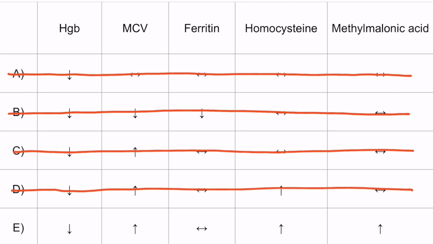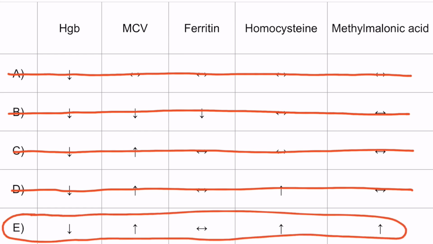Finally, option E presents a case of macrocytic anemia with elevated levels of homocysteine and methylmalonic acid. This is a pattern consistent with a megaloblastic anemia due to a vitamin B12 deficiency and is thus the correct answer. And that concludes our presentation on macrocytic anemias.